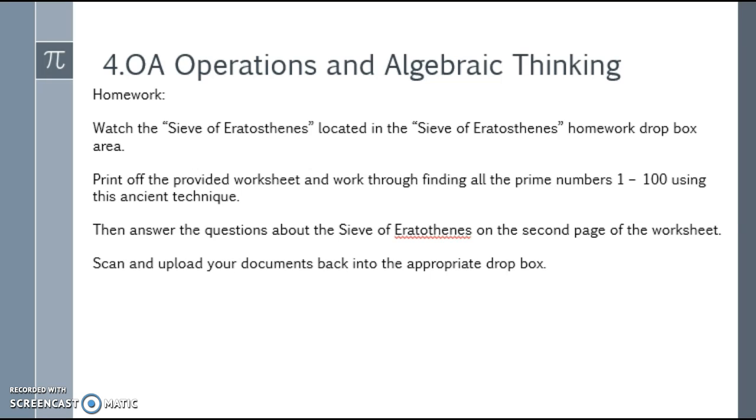For your homework, watch the Sieve of Eratosthenes video located in the Sieve of Eratosthenes homework Dropbox area. Print off the provided worksheet and work through finding all the prime numbers 1 through 100, using this ancient technique. Then answer the questions about the sieve on the second page of the worksheet, scan and upload your documents back into the appropriate Dropbox.